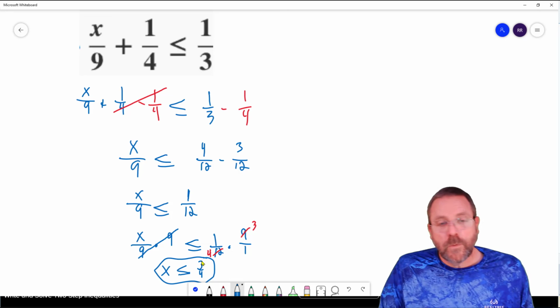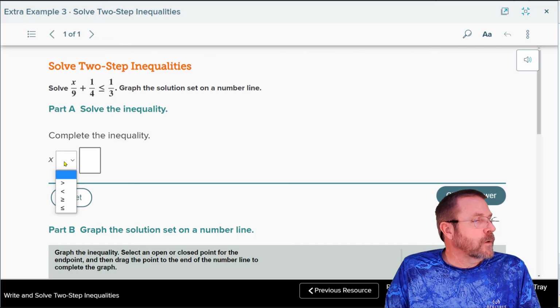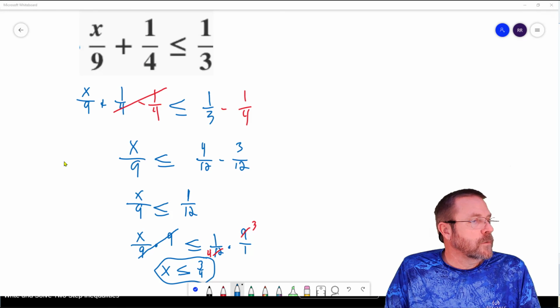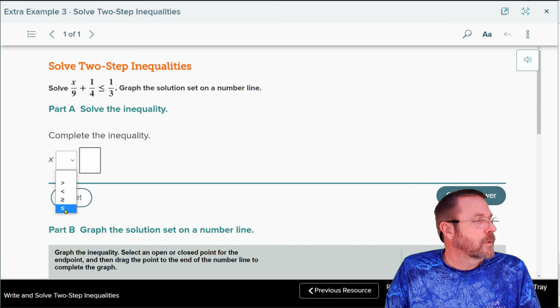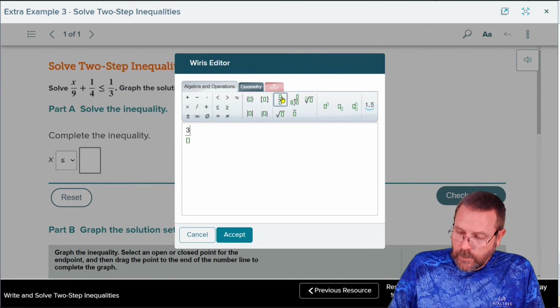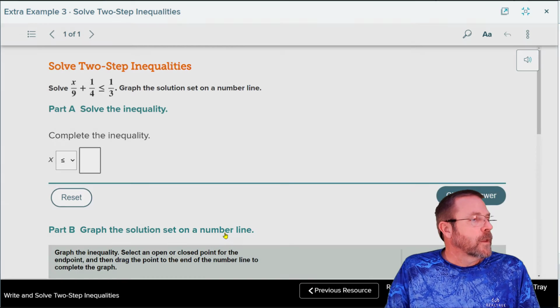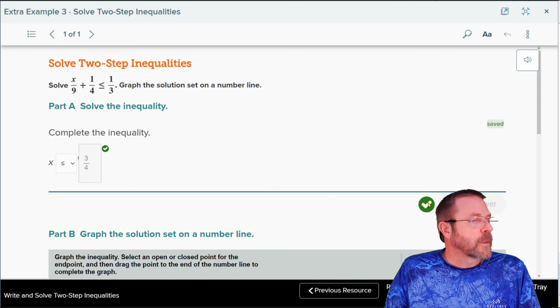That is showing your work. That is what I must see. Come back over here, and what direction was our gator? Less than or equal to? And we're going to put in a fraction of 3/4. Whoops, that didn't go over. 3/4. Accept and check. That checks.